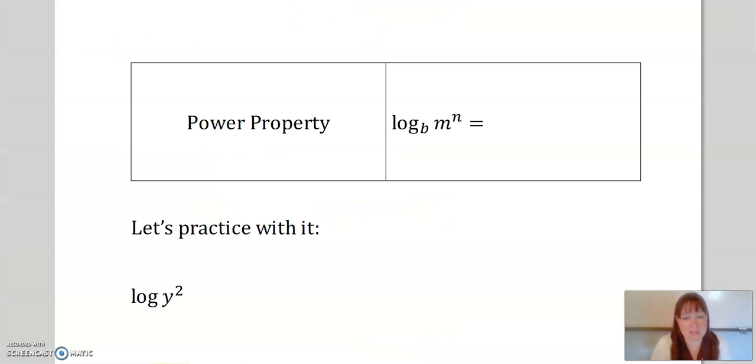So the power property is a really simple one. If I have log base b of m to the n, basically what I can do is take this power and bring it out front. Then I end up with n times log base b of m. And I would say this is probably one of the most used log properties. In my experience, especially in calculus, we use this all the time.